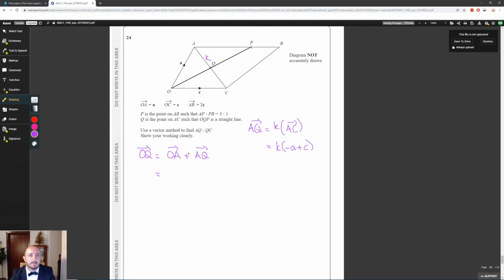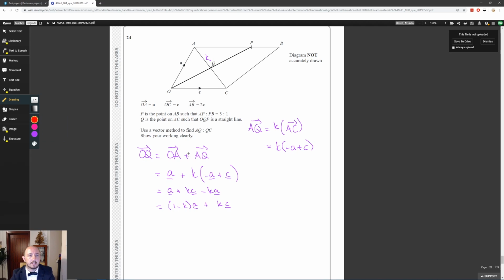So O to A, we need to go A plus A to Q. So A plus K(minus A plus C), like that. And we can tidy this up a bit: A plus KC minus KA. And if we factor out the A's, then we would have (1 minus K)A plus KC. So this is the vector to get from O to Q.